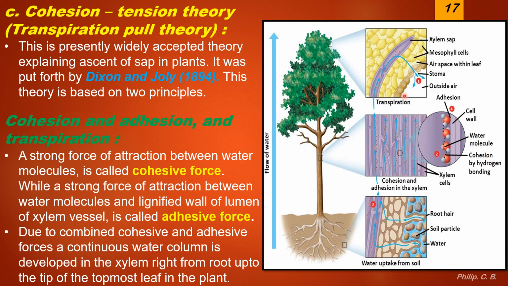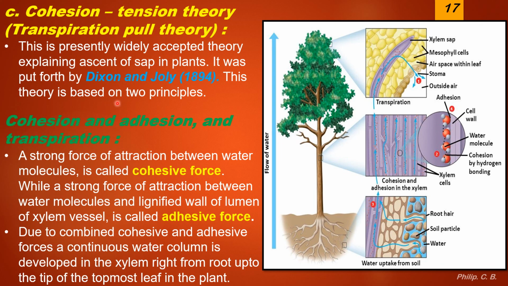Then transpiration in the plant. Again we saw a small animation part in the earlier slide. Xylem sap, mesophyll cells, air space within the leaf, stoma, outside air which is present in the surrounding region. So this is presently the widely accepted theory explaining ascent of sap in plants. It was put forth by Dixon and Joly in the year 1894. This theory is based on two principles.